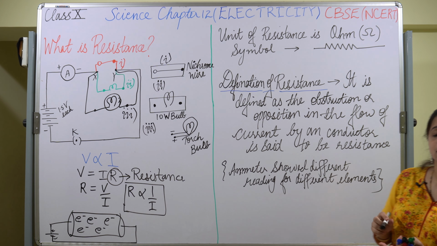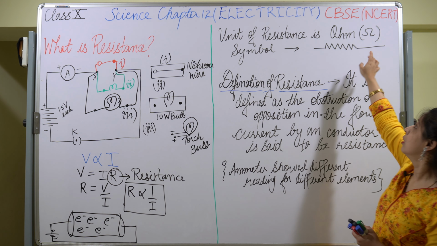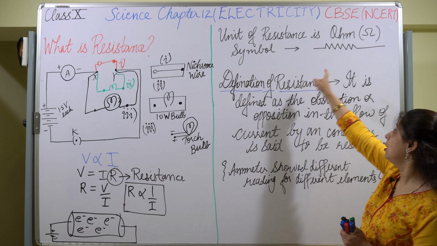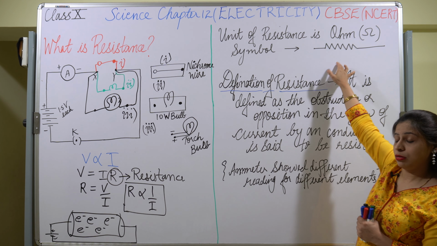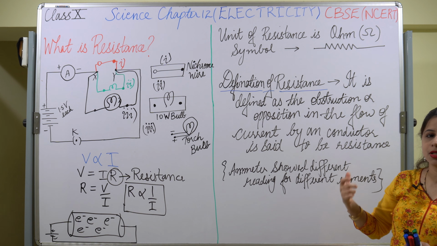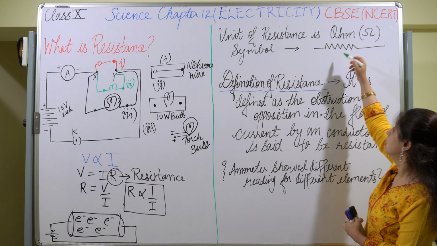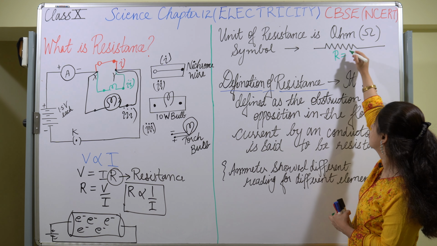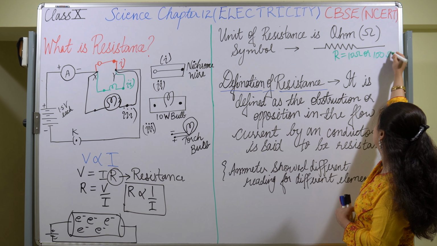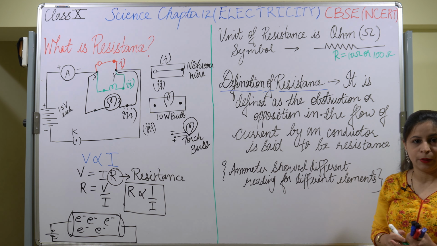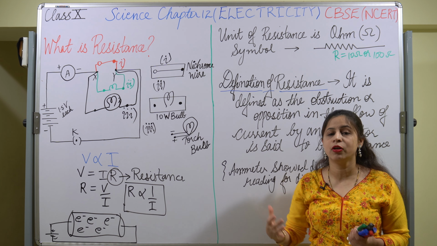So the unit of resistance is ohm. It is denoted by the symbol shown over here, a zigzag pattern. Always in the circuit we represent resistance by this symbol only, and we write the value of this resistance, R equals, suppose, 10 ohms or 100 ohms, whatever the value is. So it is denoted by this symbol, and the unit of resistance is ohm.